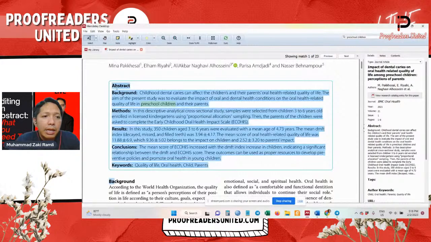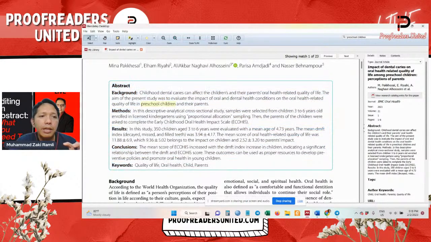Okay, in this kind of abstract, this is called a structured abstract, where each section of the abstract is given a title.